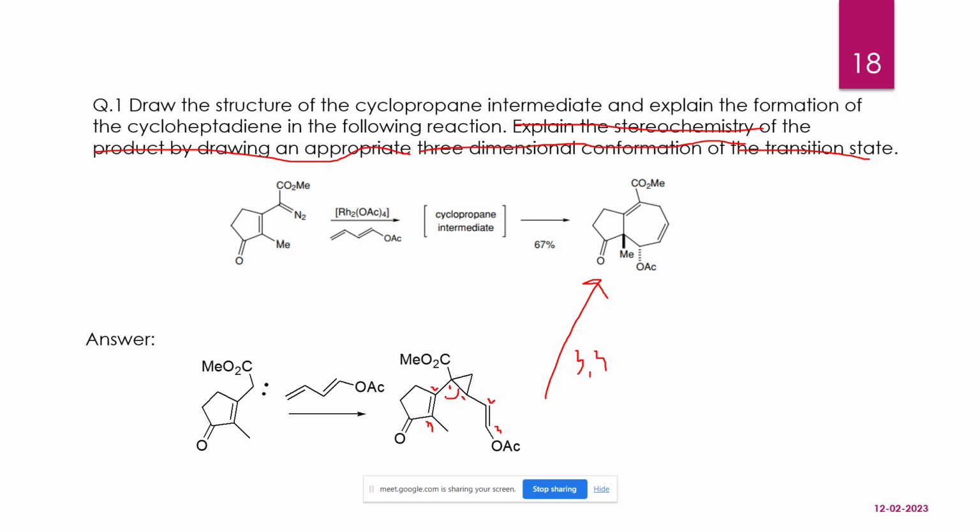So this will move here. It is a concerted reaction, all the bonds will form and break in the same step. This is called a 3,3 sigmatropic reaction. This is a simple reaction: one is addition, then sigmatropic reaction. We are getting this product.